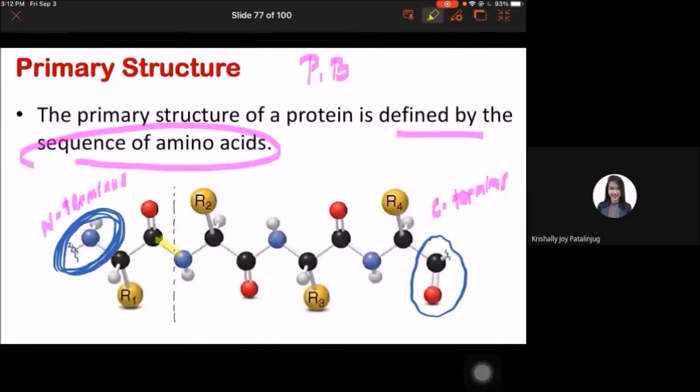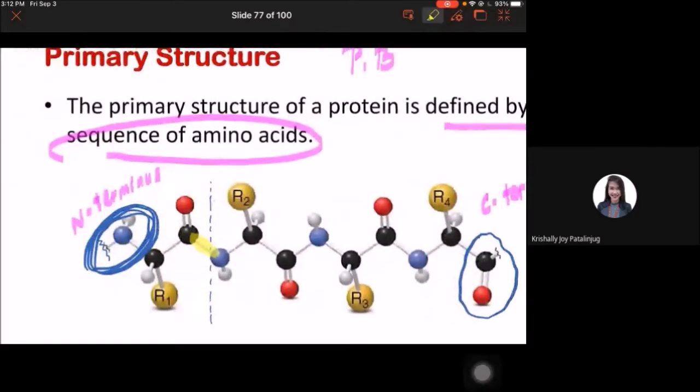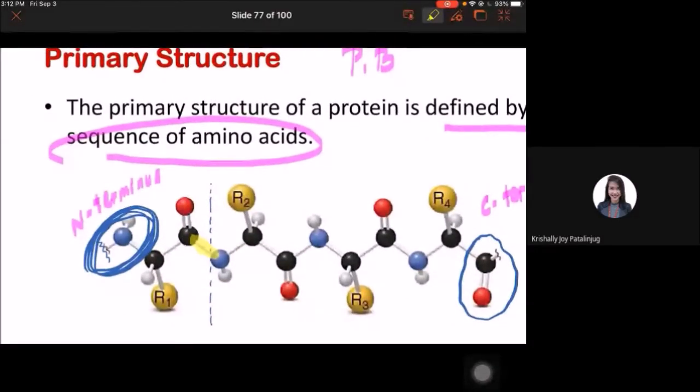And then, I will highlight in yellow this part. The part highlighted in yellow, that portion that I highlighted, is the peptide bond. Another peptide bond, you have here, this is another peptide bond. This is the second, and you have here the third.